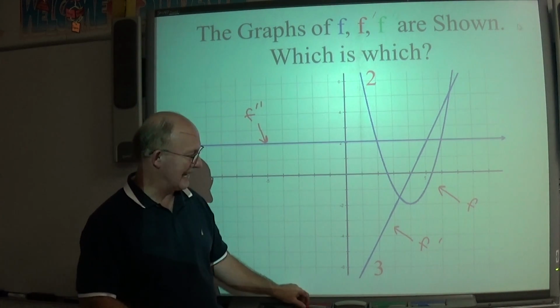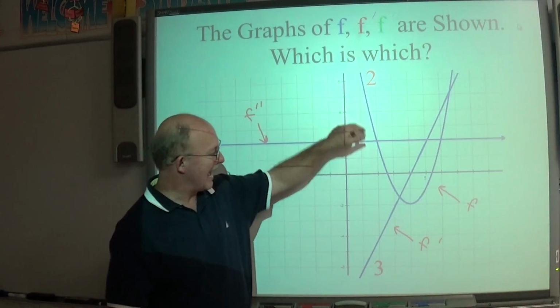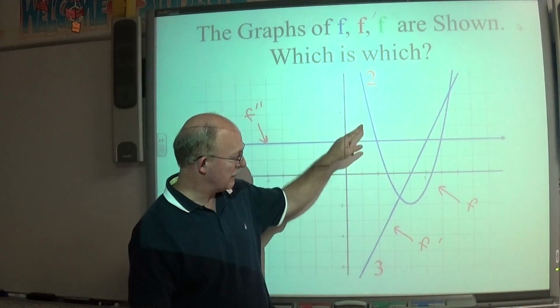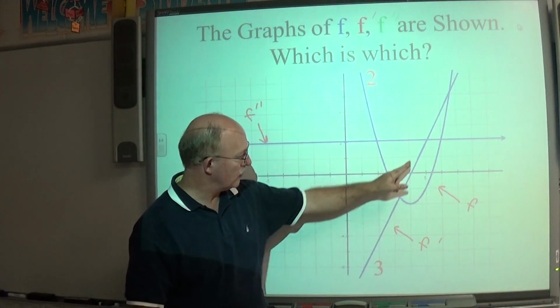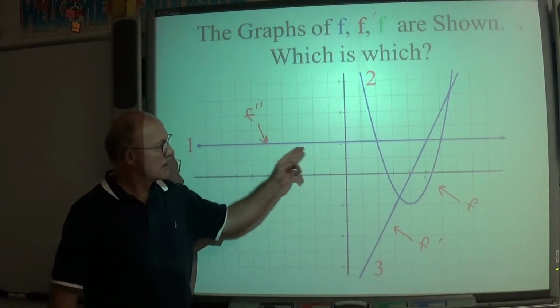So once again, as you take the derivative, remember you're subtracting 1 from your exponent. The highest degree here would have to be the parabola, the quadratic function. The first derivative would be the linear function, and then the second derivative here would be the constant function.